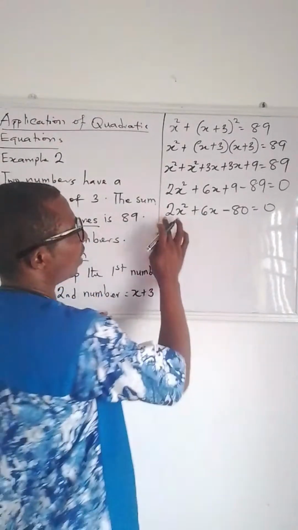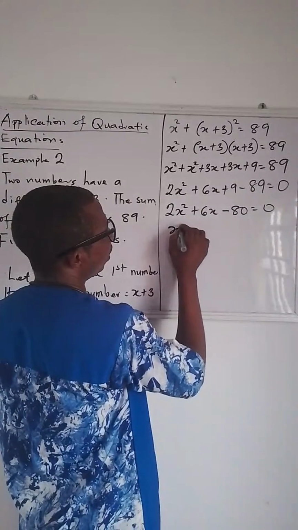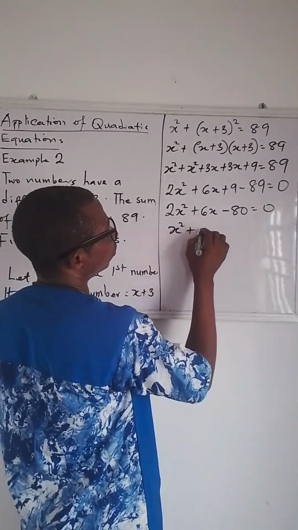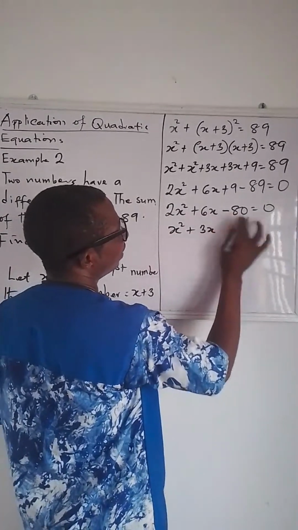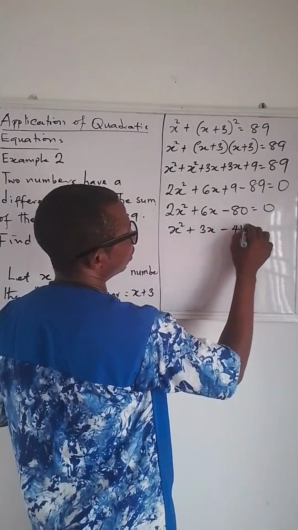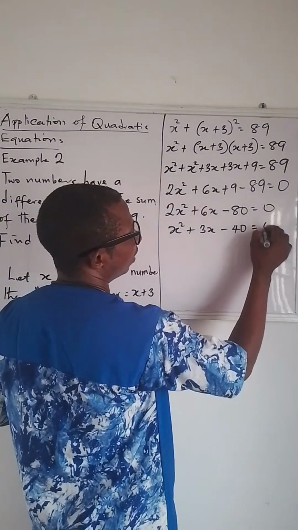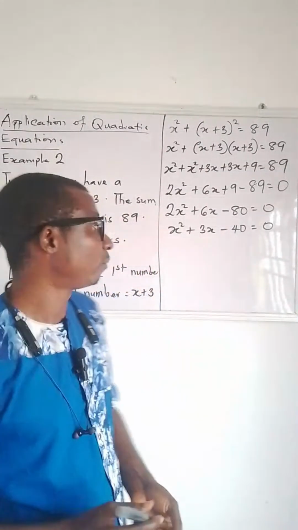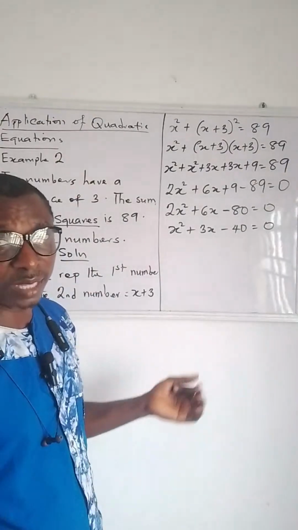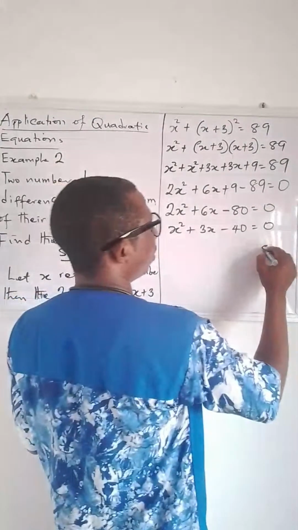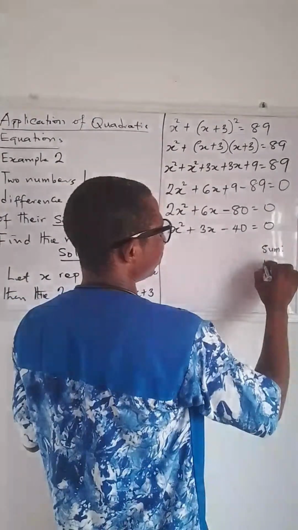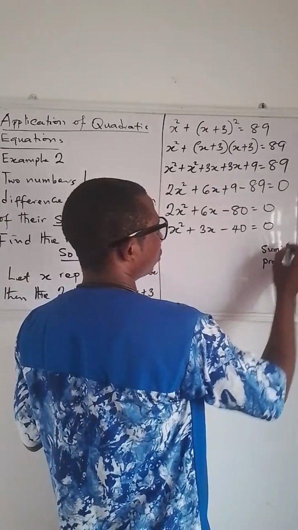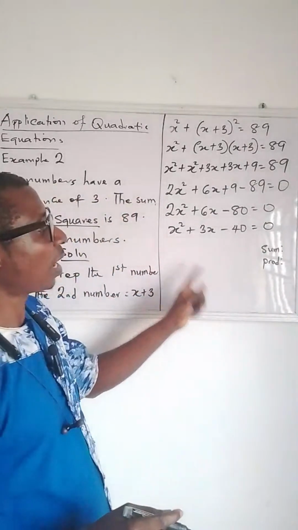If you divide this by 2, you have x squared. Divide this by 2, you have plus 3x. Divide this by 2, you have minus 40. And divide the 0 by 2, you have 0. So I can work with this simple quadratic equation. Now I need to get the sum and product. So what is our sum and what is the product?